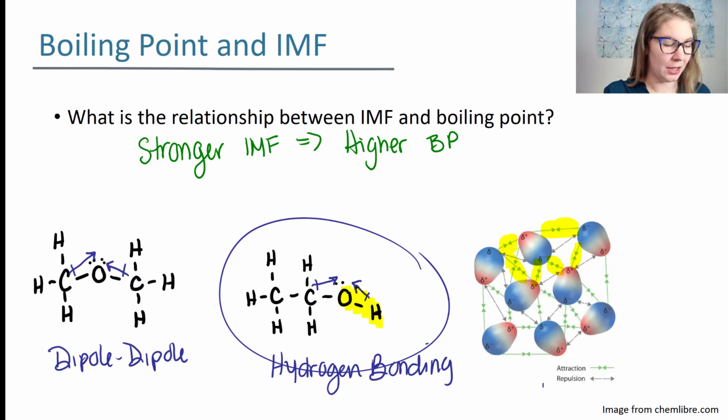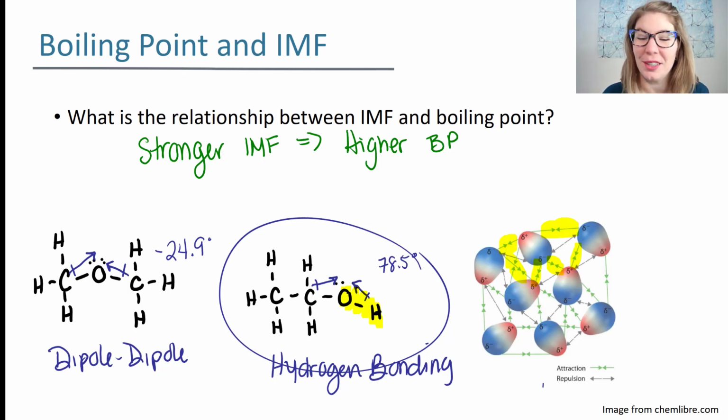So ethanol has a boiling point of 78.5 degrees, and dimethyl ether has a boiling point of negative 24.9 degrees, and those are both in degrees Celsius. So look at how much of a difference there is between the boiling points for these two molecules. The one that can hydrogen bond, 78.5 degrees Celsius, just about 22 degrees less than water.